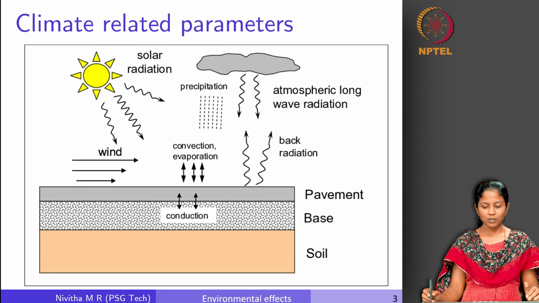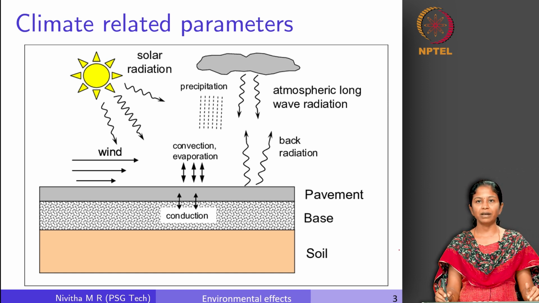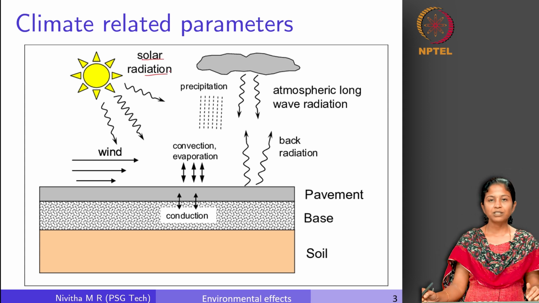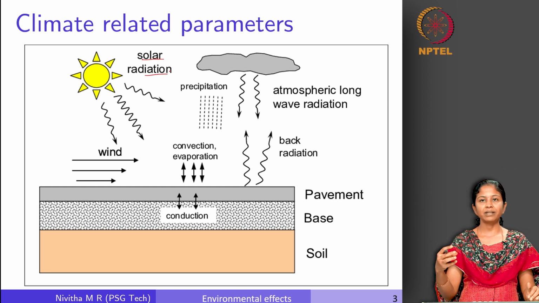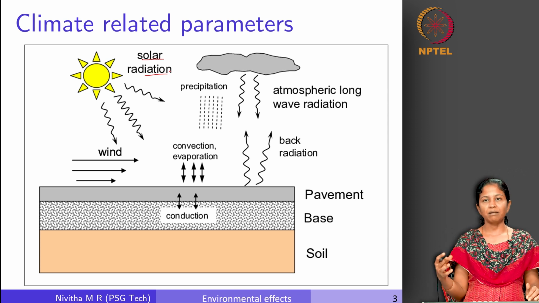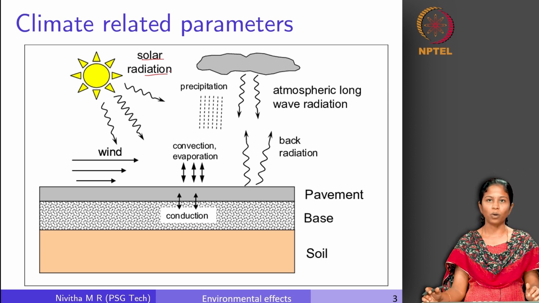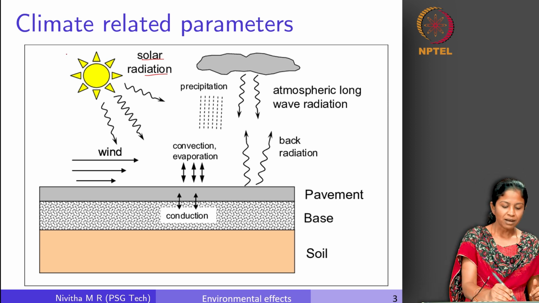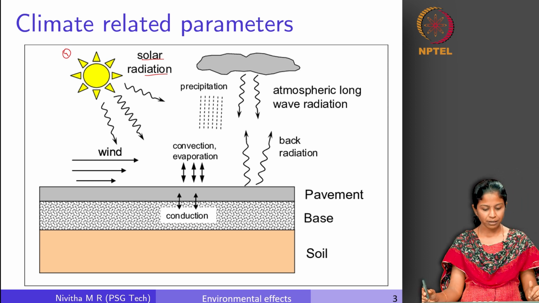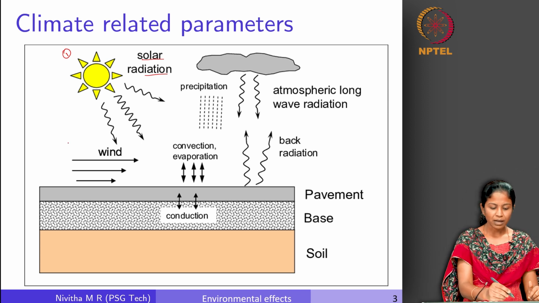To start with, this is a very generic representation of the effect of environmental factors on the pavement. So let us start identifying what are the parameters. The first one is solar radiation, right. The solar radiation is the amount of radiation that we receive directly from the sun, right. So we know that during summer the solar radiation will be high, and during winter the solar radiation will be less, and so on. So this solar radiation is the first and foremost parameter which influences the temperature conditions of your pavement. The next parameter is wind speed.